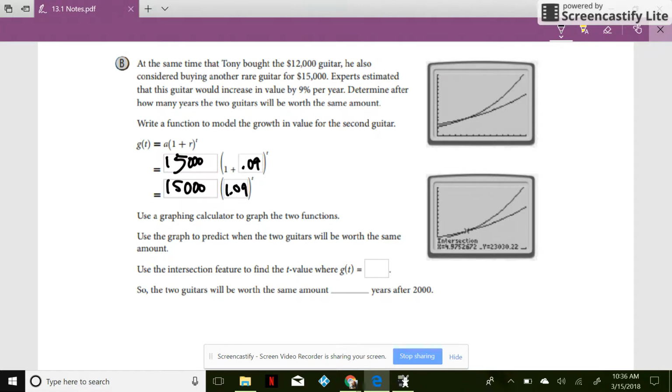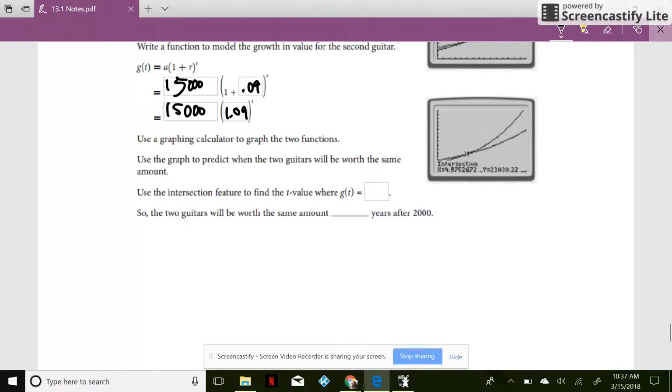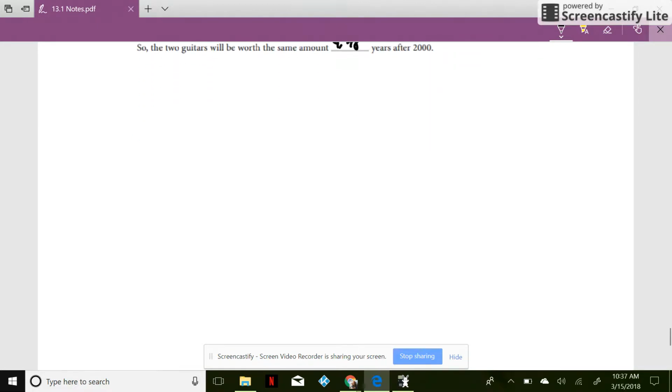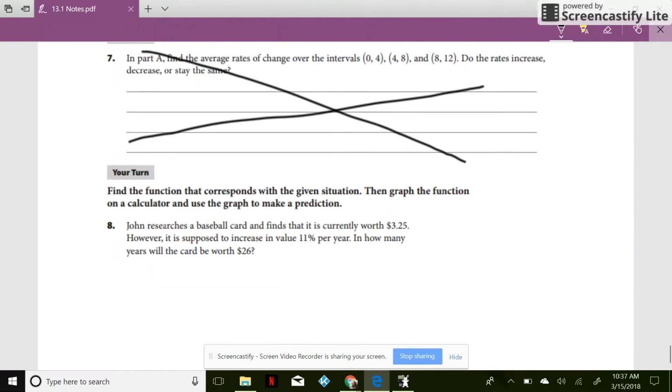So if you graph the two functions, we're trying to predict when the two guitars will be worth the same amount. Since you're graphing those two functions, you can just set them equal to each other. You want to see where they're the same. So if you do that, you can see they've already graphed it there. The two guitars will be worth the same amount about 4.98 years, or about 5 years after the year 2000.